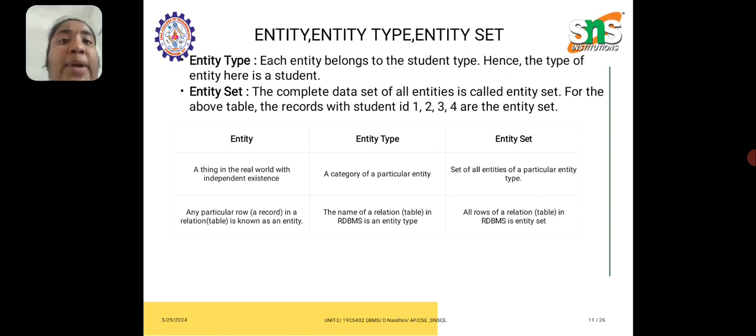Then entity: any particular row, a record in a relation table, is known as an entity. Entity type: the name of a relation table in an RDBMS is an entity type. RDBMS is nothing but a relational database management system. Entity set: all rows of a relation table in an RDBMS form an entity set. So each and every row in this set is an entity. So for entity, entity type and entity set, there is a relation among these three things.